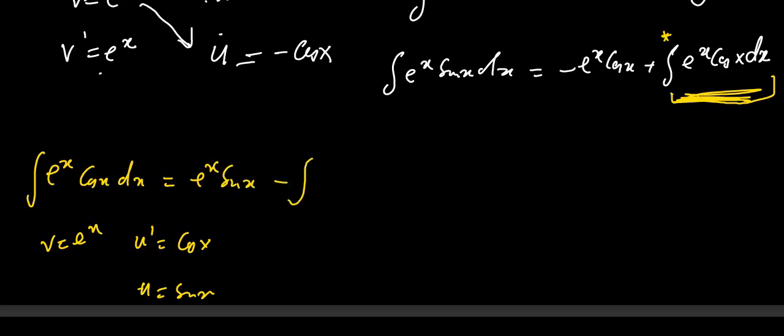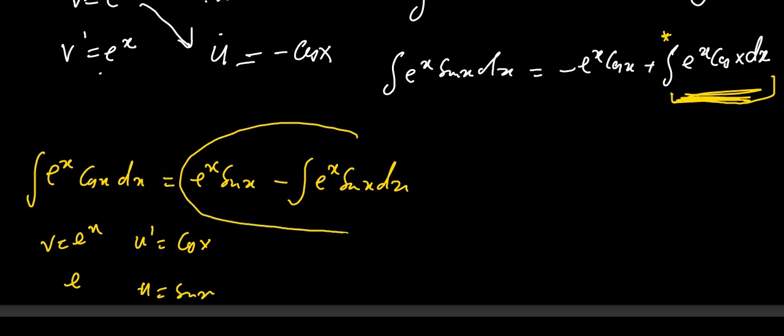minus, we're getting the integral of e^x and sine x. That's what you are getting. So we'll take this part and replace it there. So we're going to substitute it there because that's the integral of this, right? So I'm going to write it.